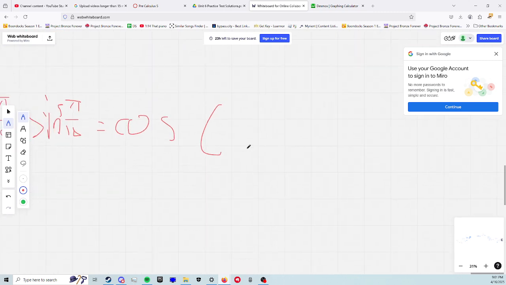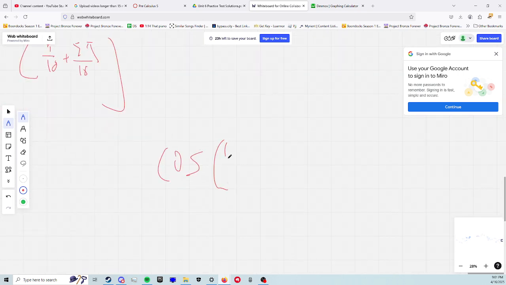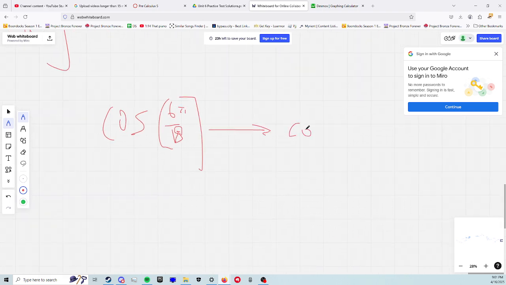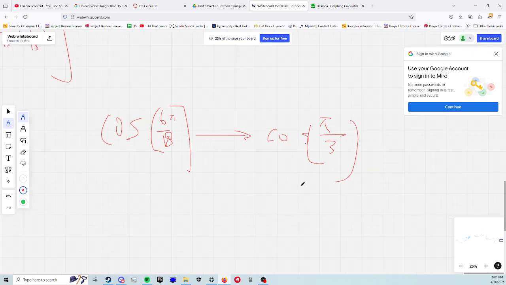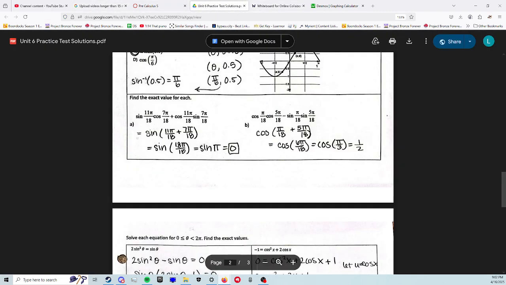So this turns into cosine of pi over 18 plus 5 pi over 18, which turns into cosine 6 pi over 18, which then turns into cosine pi over 3. Now we look at a unit circle. Cosine is x over r, so we're looking for the x value of pi over 3. That would be 1/2. We've solved the answer.